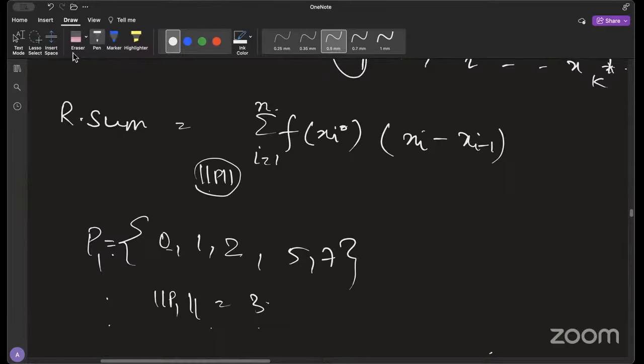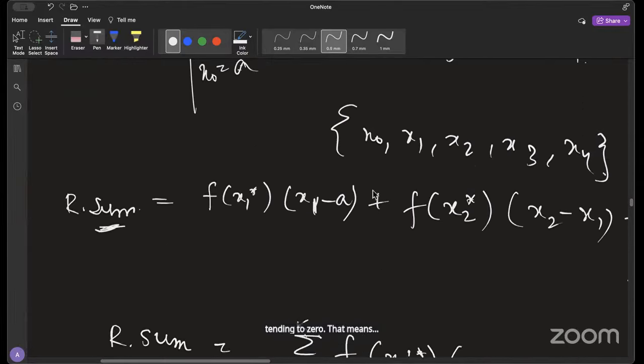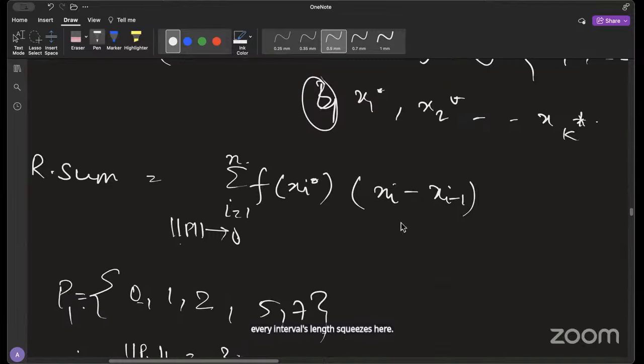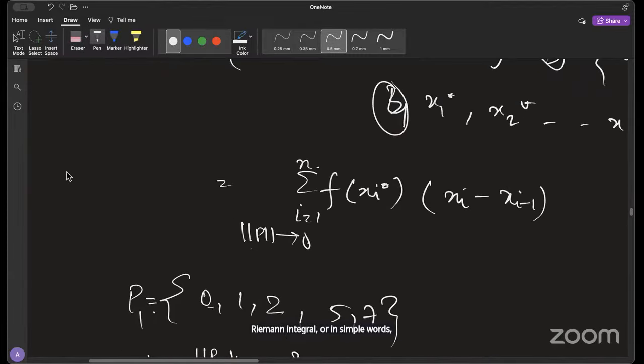Now, if I take the mesh of this partition tending to 0, that means every interval's length squeezes here. Then this becomes the Riemann integral, or in simple words, your definite integral, which is denoted by this, the integral of f(x) from a to b.